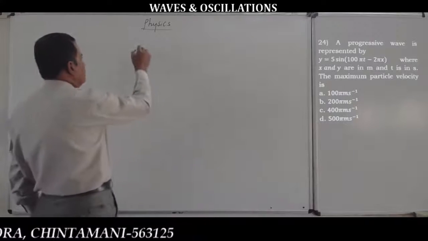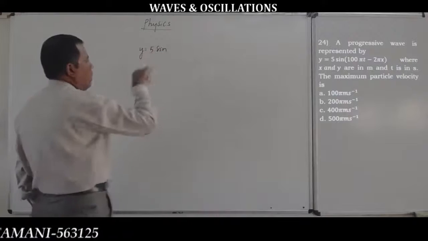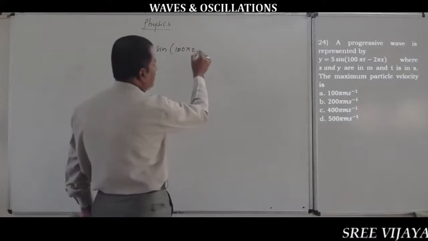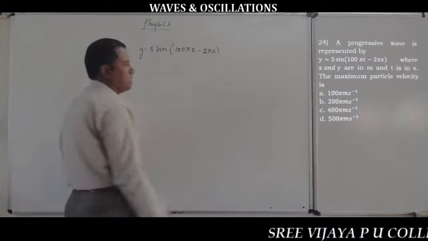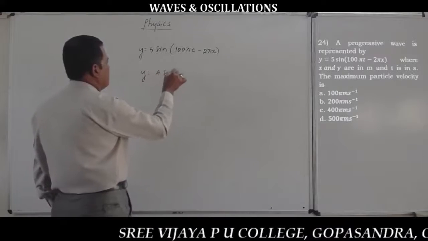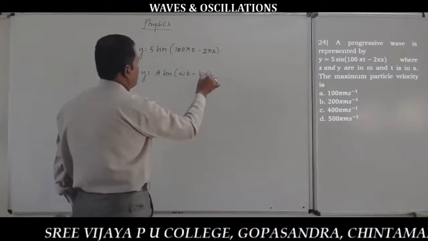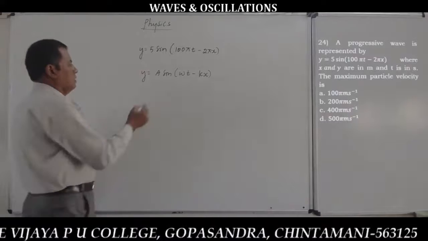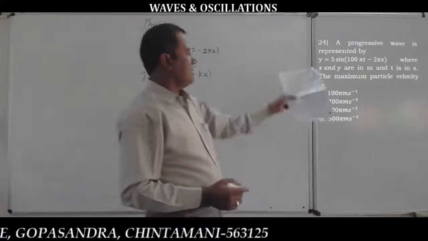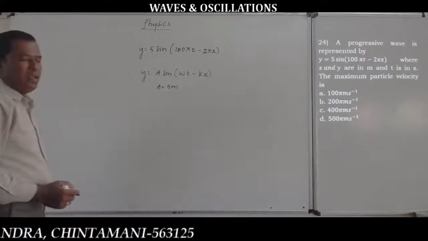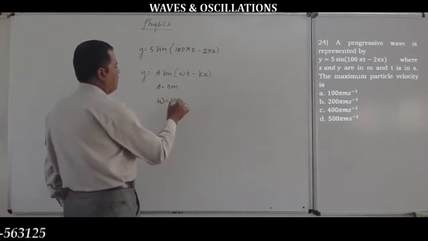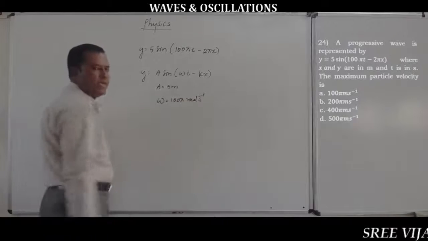Y is equal to 5 sine 100 pi t minus 2 pi x. So let us compare this equation with the standard equation, y is equal to a sine omega t minus kx. A is equal to 5 meter. It says that x and y are in meter and t is in second. So therefore A is 5 meters amplitude, omega is 100 pi radian per second.